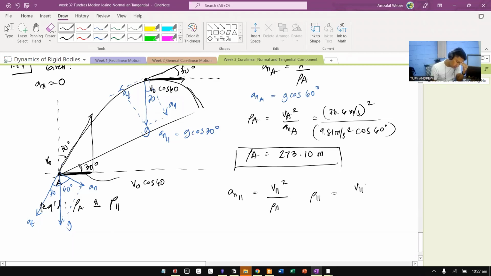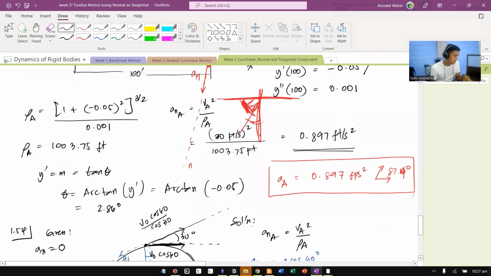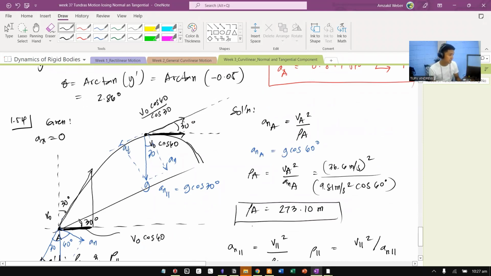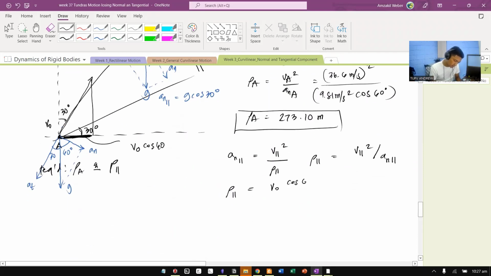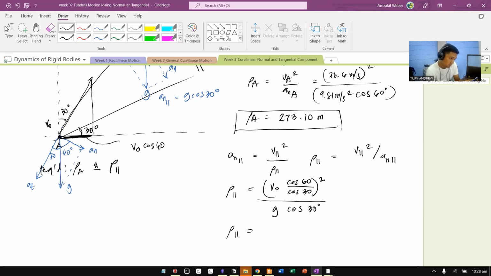So the radius at parallel is equal to V squared over the normal acceleration, which is (V naught cosine 60 divided by cosine 30) squared divided by g cosine 30. Boom. So what is this? With 36.6 squared divided by 9.81 times cosine 30, the radius is 52.56 meters.